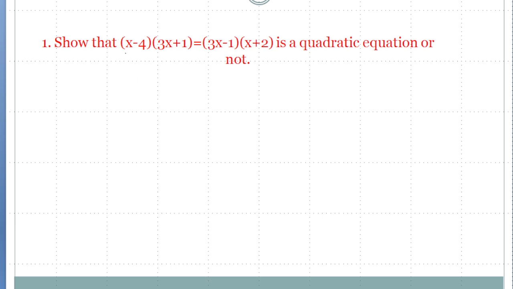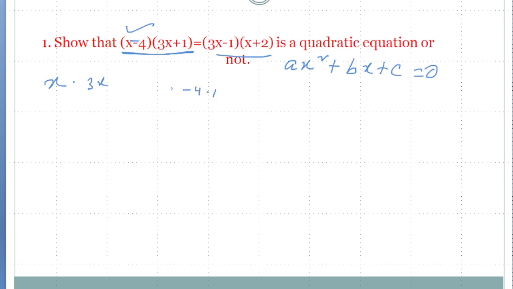The example is to show whether (x minus 4)(3x plus 1) is a quadratic equation or not. First, by solving, we have to see whether it comes in the form ax square plus bx plus c equals 0. If it comes, then it is a quadratic equation; otherwise, it is not. So let's see. First, take x minus 4 and 3x plus 1. You all know: x into 3x first, and minus 4 into 1 last, and the middle terms in between. This one is first, this one is last.